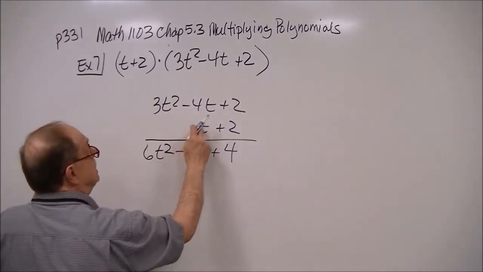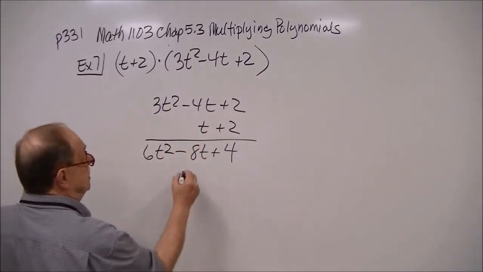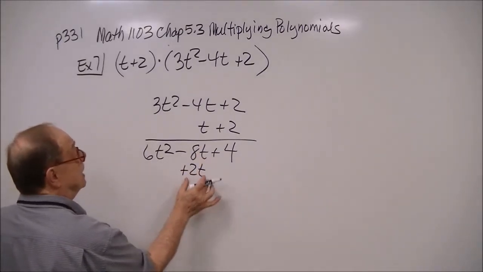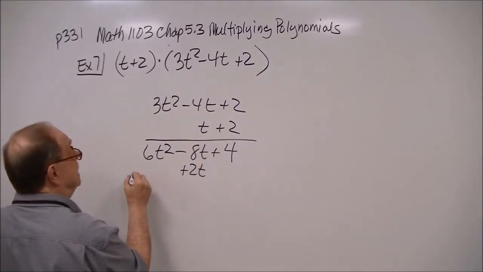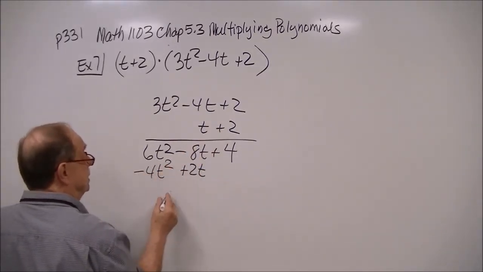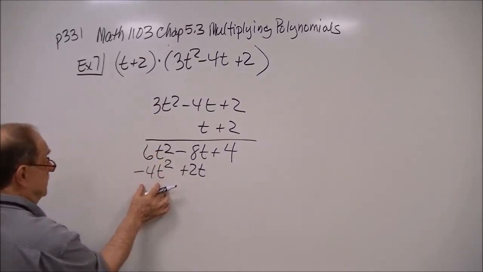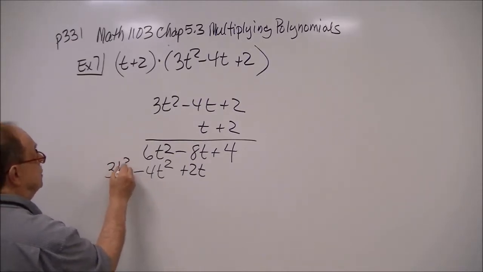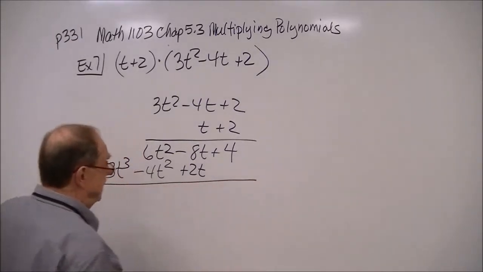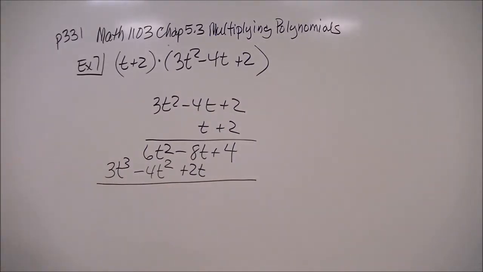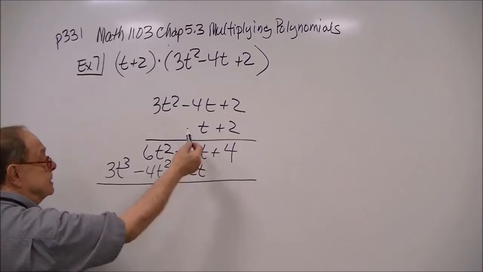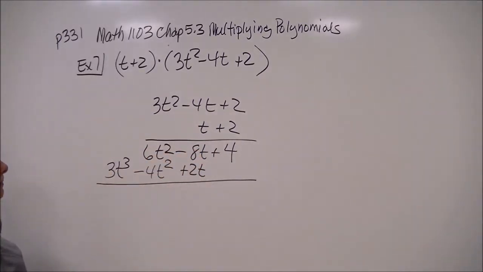Yes. Now, t times this is going to be a positive 2t in the t column. And then this times this will be a negative 4t squared in the t squared column. And then here we get a new term, which is 3t cubed. Now, notice by doing it this way, we get our results as we would multiply this by all of these, but then they're set up in like-term columns.